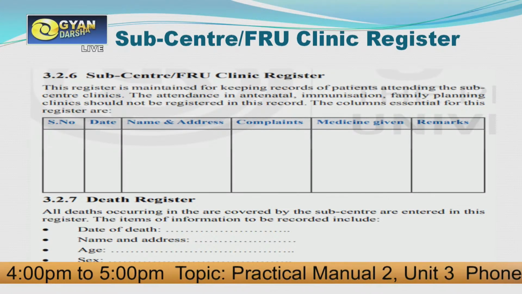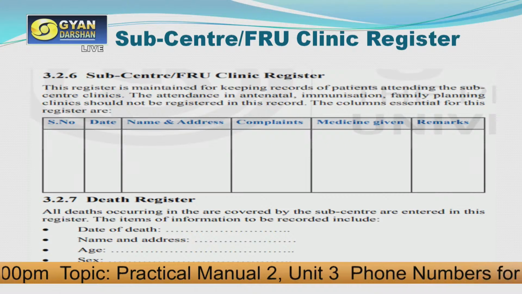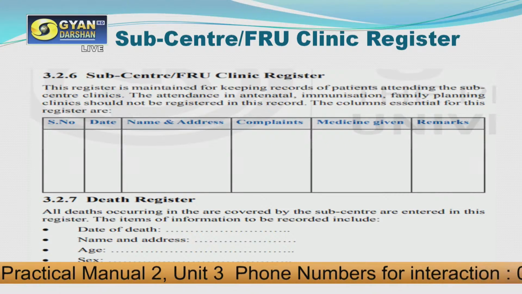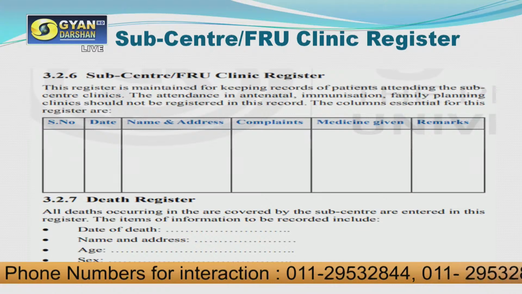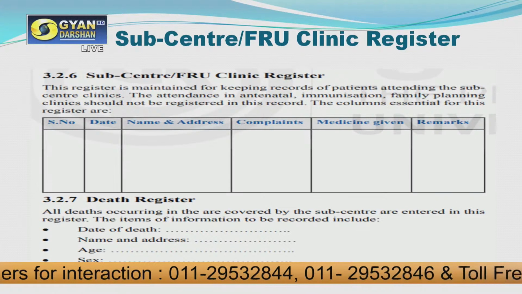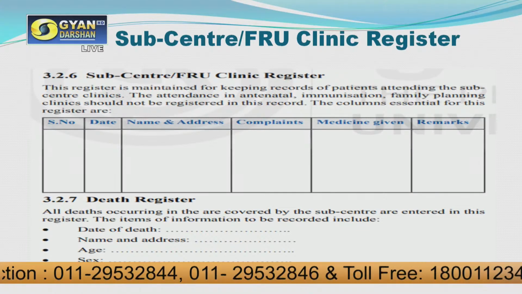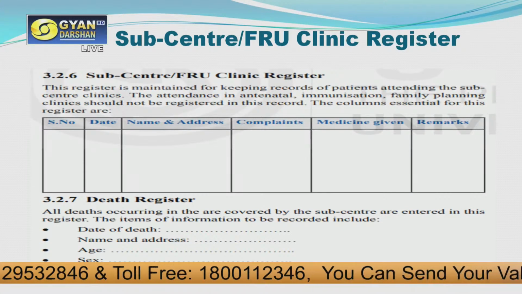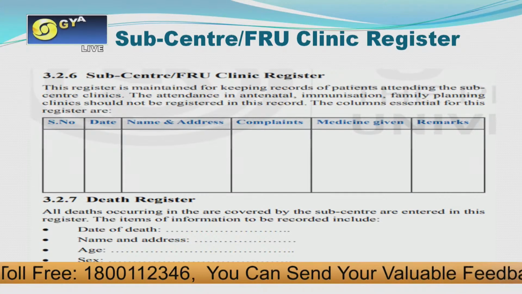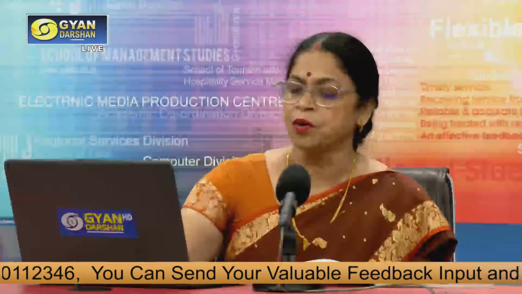There is another register, that is the death register. All the deaths occurring in the area covered under that sub-center are entered in this register. You will record the date of the death, the name and address of the person, age and sex, and the cause of the death.